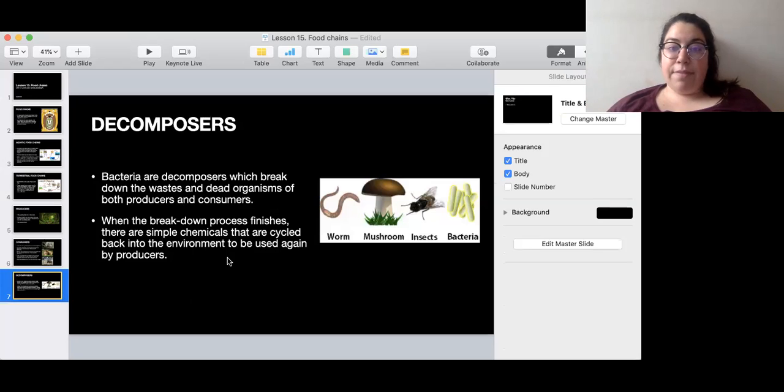And then we have the decomposers. Decomposers are my favorite. They're really cool because they recycle, okay? Decomposers are things like worms, mushrooms or fungi, insects, and bacteria. Some of them you can see, like for example, mushrooms or worms, or depending on the insect, but bacteria are invisible to the eye. They are decomposers, and what they do is they break down all of the waste, all of the dead organisms of both producers and consumers.